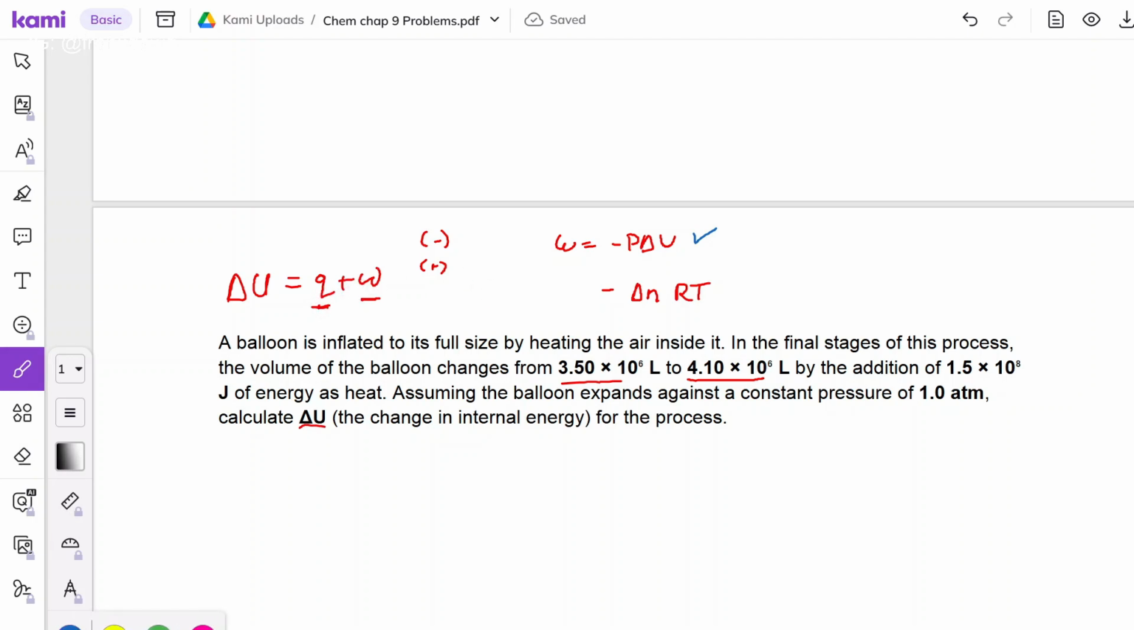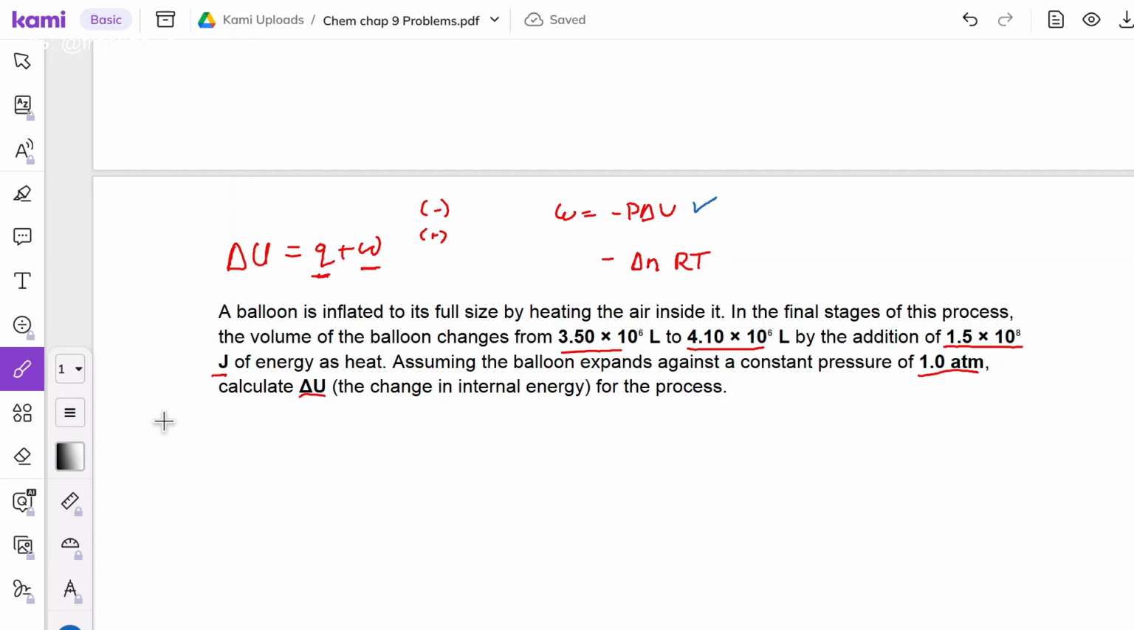And now we know how to solve the work because it's given us the volume and also the pressure right here, the 1 atm. And we're also given the energy the system already has, which is right here. It says it already has this amount of energy as heat. And the final answer we're looking for, the internal energy, is an energy, so it's going to have units of joules at the end.